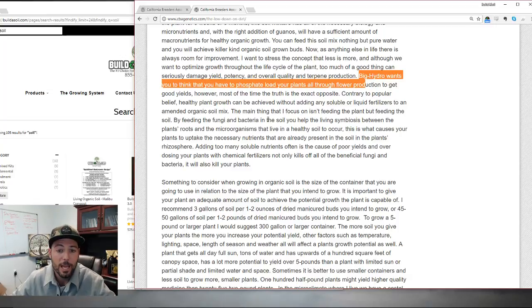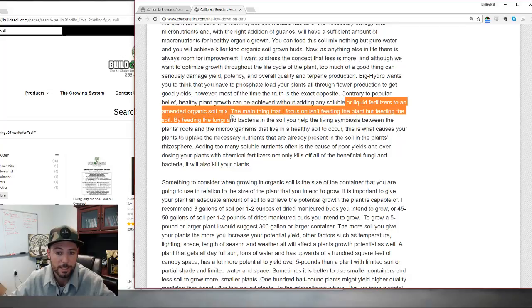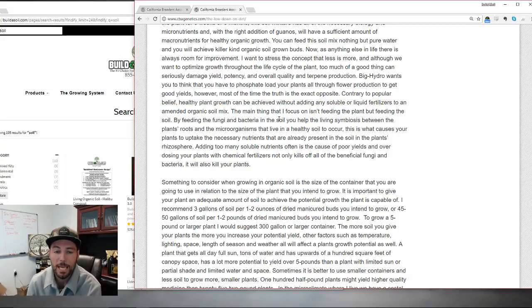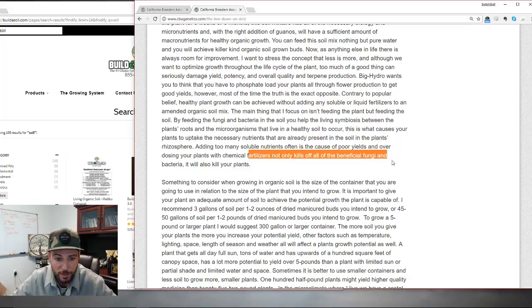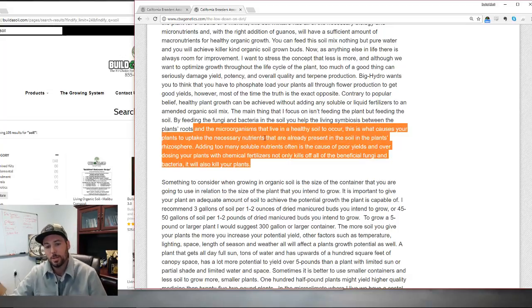Contrary to popular belief, healthy plant growth can be achieved without adding any soluble or liquid fertilizers to an amended mix. The main thing that I focus on isn't feeding the plant, but feeding the soil. Build the soil, feed the soil, okay? By feeding the fungi and bacteria in the soil, you help living symbiosis between the plant roots and microorganisms that live in a healthy soil to occur. This is what causes your plants to uptake the necessary nutrients that are already present in the soil in the plant's rhizosphere. Adding too many soluble nutrients often is the cause of poor yields, and overdosing your plants with chemical fertilizers not only kills off the beneficial fungi and bacteria, it will kill your plants, okay?